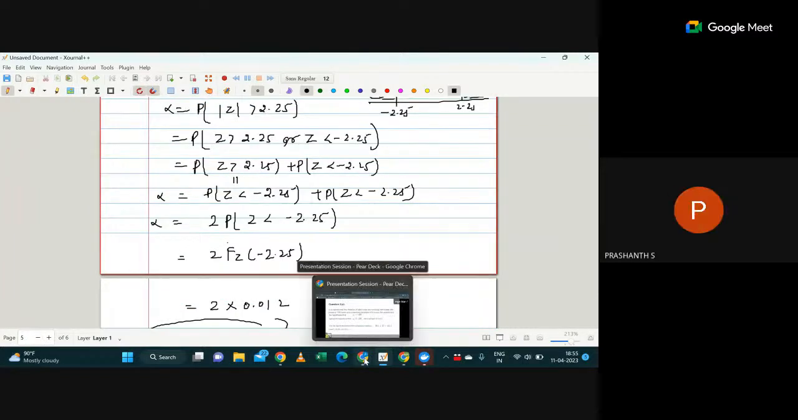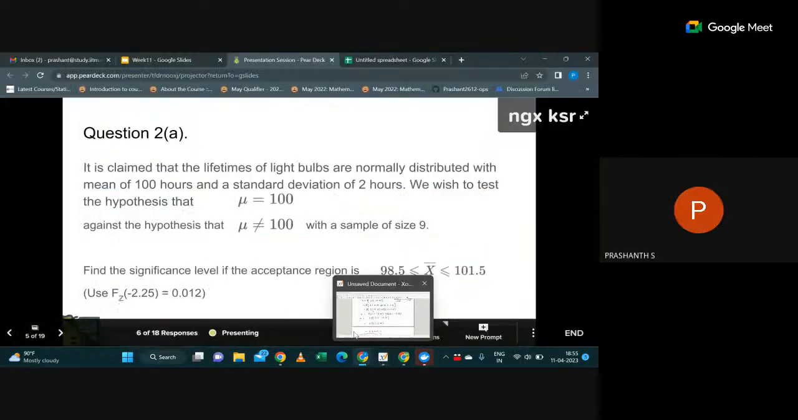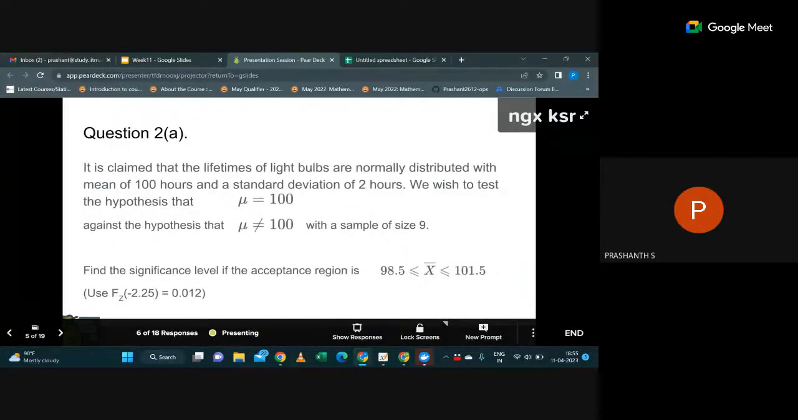Sir, in the question it should be mean mu and standard deviation 2 hours. Yeah, standard deviation is 2 hours, right? And the mean should not be 100, it should be mu in general, and the hypothesis should be mu is equal to 100. Correct, accordingly we can do. But this thing is also given to us, where your x bar is lying between. So this information is already given.